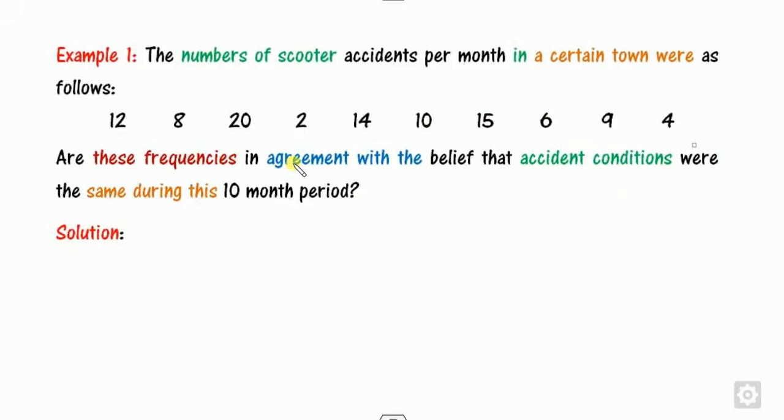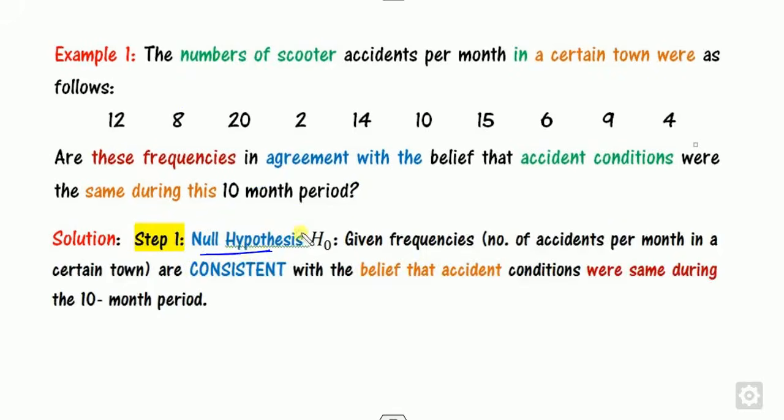Look at the first example. The number of scooter accidents per month in a certain town is given as follows, over 10 months. In the first month it is 12, second 8, and so on. Are these frequencies in agreement with the belief that accident conditions were the same during the 10-month period? So we will apply the 3-step rule. Step 1, define the null hypothesis. The null hypothesis is that the given frequencies, that is the number of accidents per month, are consistent with the belief that accident conditions are the same during the 10-month period.